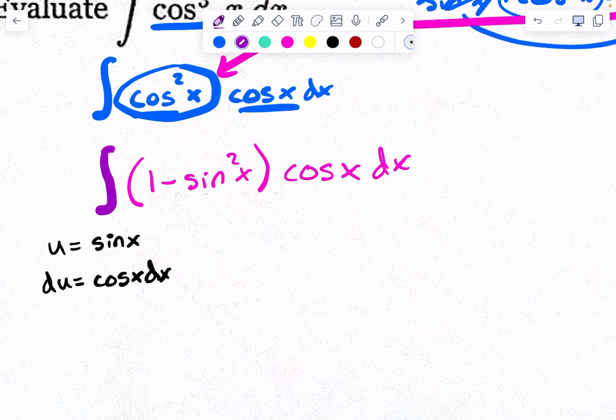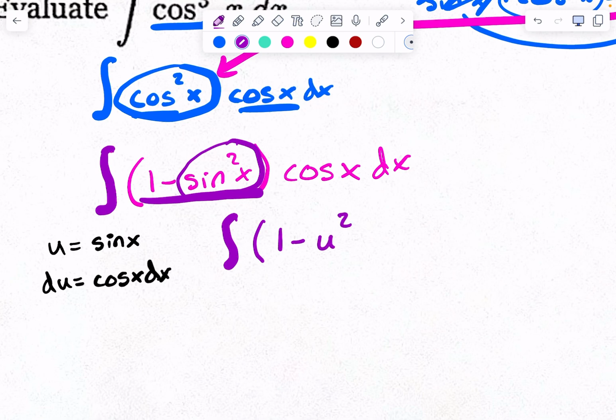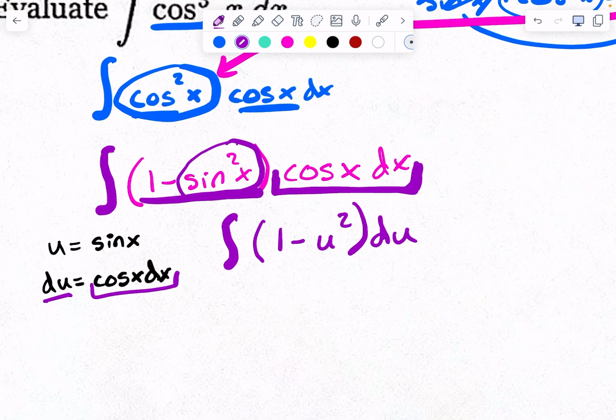I've got my integral symbol. This will become 1 minus sine squared. What will sine squared get replaced with? U squared, that's what u is. And then cosine x dx. Do we have something to replace cosine x dx? Du. Cosine x dx is du. That's not so bad.